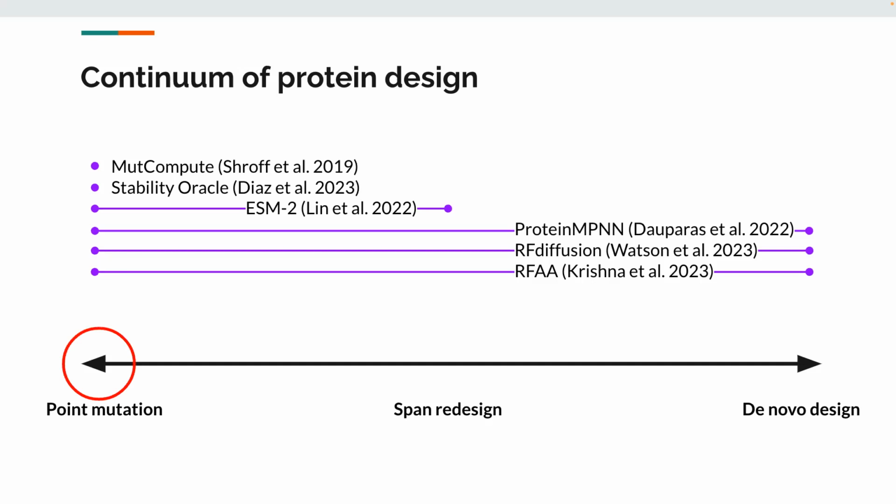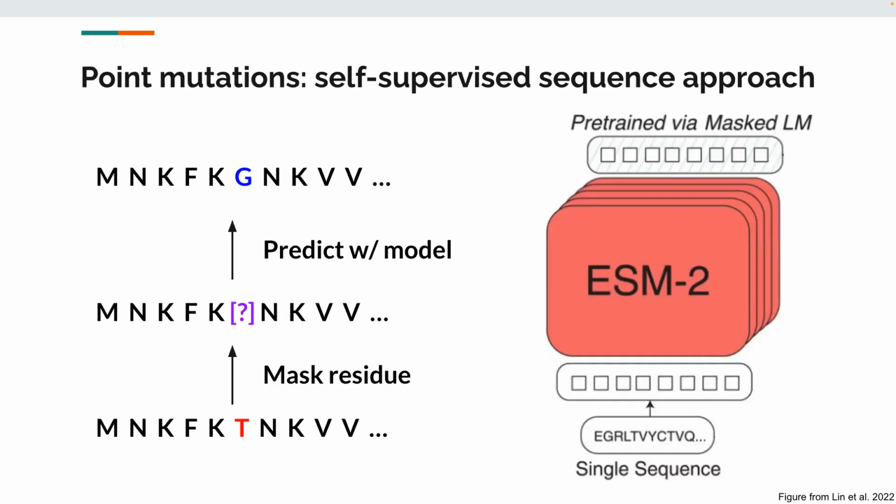So first up, I'll be talking about point mutation models, the approach on the left side of this continuum. I think it's easiest to think about how protein design works by starting off with a very local residue change, which is point mutations. And I think it's easy to think about this in terms of the amino acid sequence in a language model, especially considering that we talked about these language models in previous lectures.